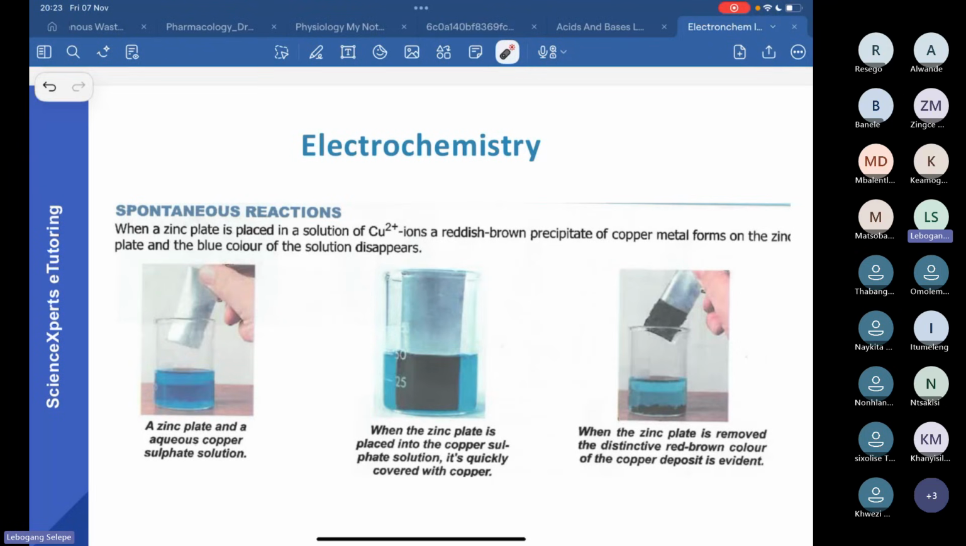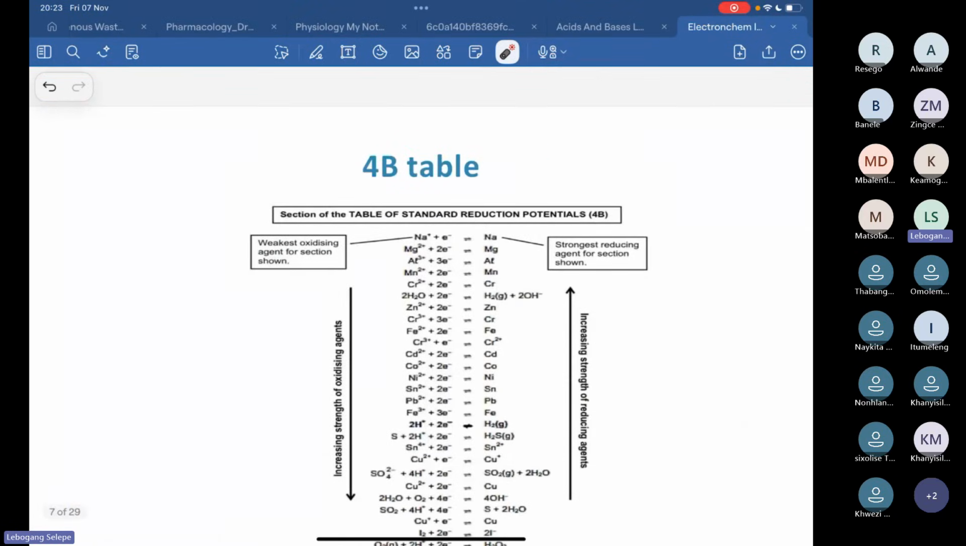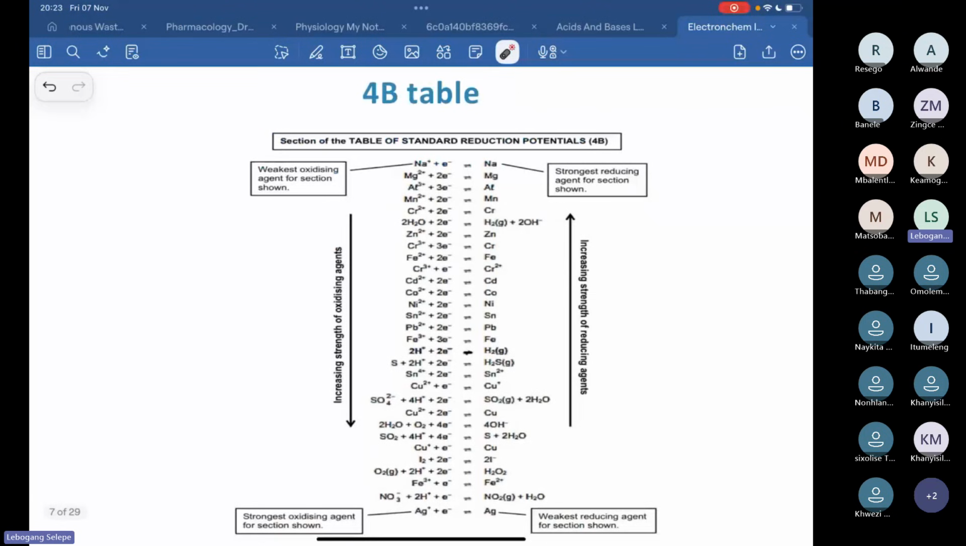So how would you know whether a spontaneous reaction is possible between two substances? Let's go to our 4B table. We will learn about that on the 4B table. So this is the 4B table, guys. There are two tables on your formula sheet, a 4A table and a 4B table. I'm gonna teach you how to use the 4B table, and we're gonna stick to this one.